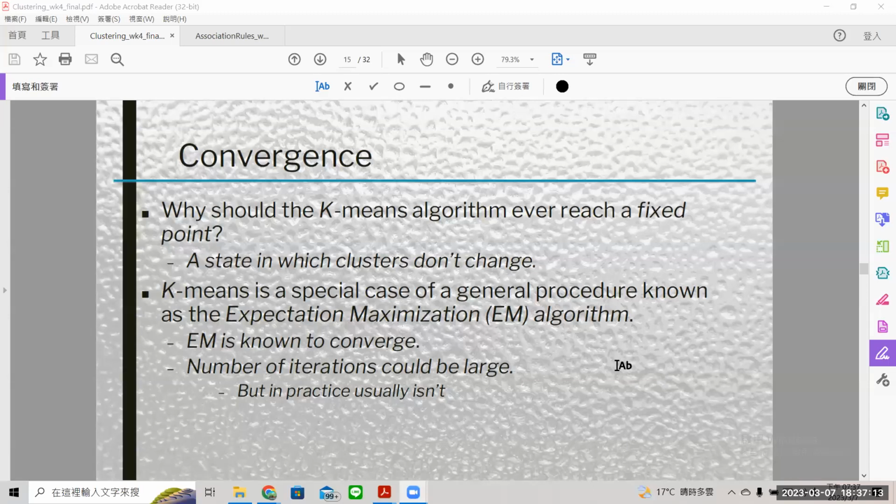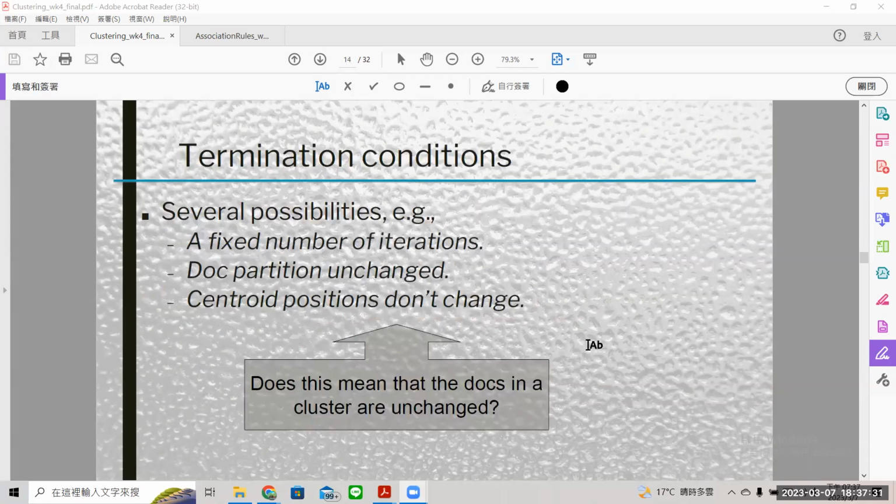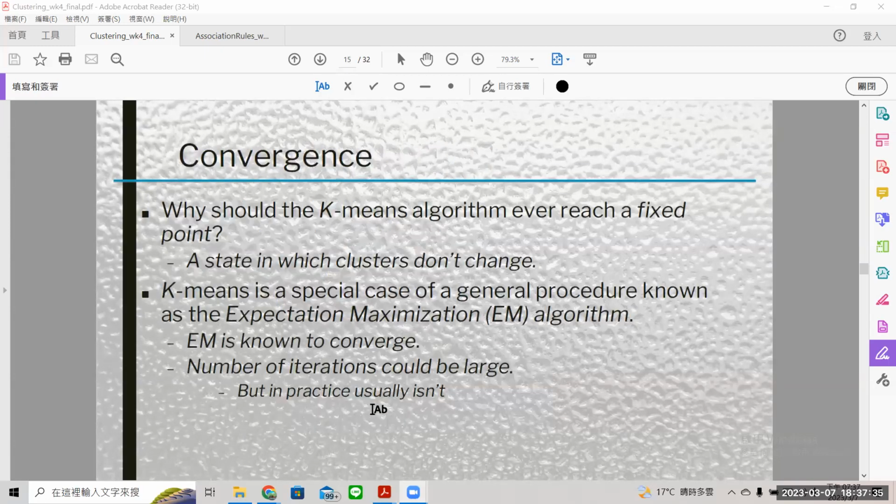Okay, I think this is the big one. Please notice this one, because the number of iterations could be large. If your stop criterion is not appropriately set, sometimes you face a convergence problem. That means it may be very hard to converge.